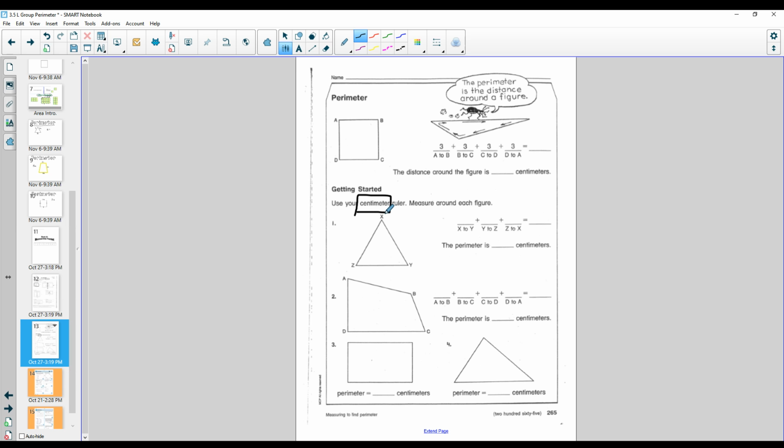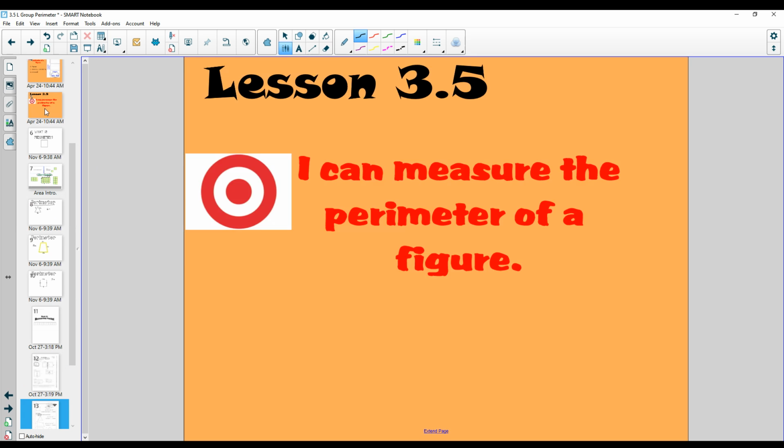All right? So remember, learning target is I can measure the perimeter of a figure. You can figure out the perimeter of a shape. Remember, the perimeter is around the outside of a shape. Perimeter is the outside of a shape. Repeat that to yourself, and then figure out the perimeter, and you are on target.